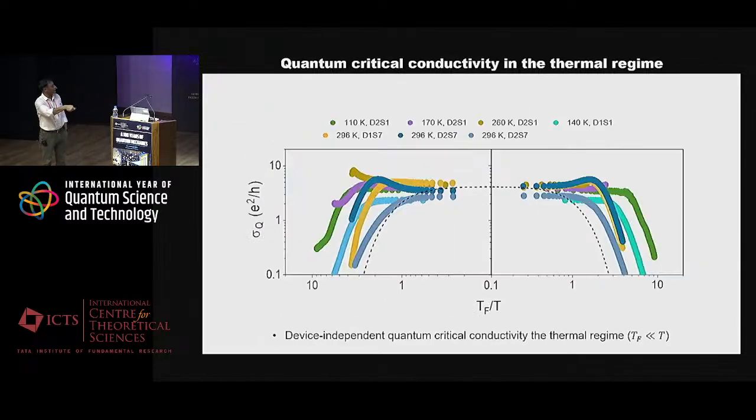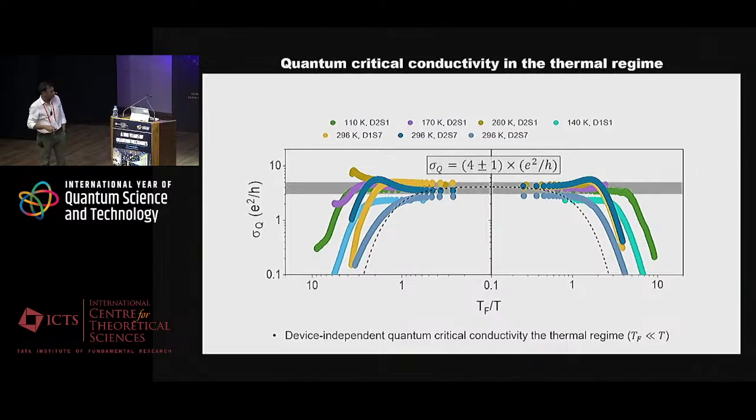If I plot this as a function of Fermi temperature divided by the actual temperature, when the Fermi temperature over T is below 1, this is the thermal regime. We have quite impressive convergence, where this number turns out to be somewhere around 4 plus or minus 1 e squared by h. There are 7 different devices and temperatures.